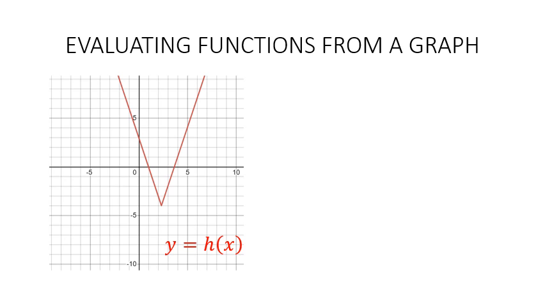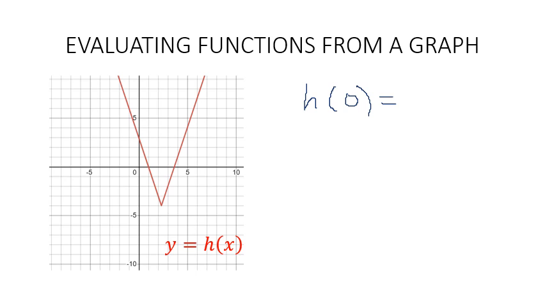Another way that a function can be displayed is through a graph, and this is the graph of the function y is equal to h of x. So for every x value on this graph, there is a corresponding y value. And I can use function notation to ask the question, what is y when x is equal to 3? I'm sorry, what is y when x is equal to 0? When x is equal to 0 in the function h, we will get a y value. So h of 0 is the y value when we put in x equals 0.